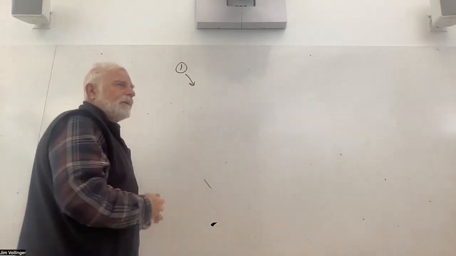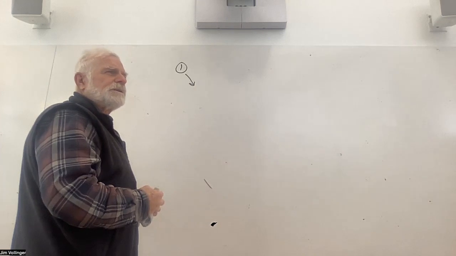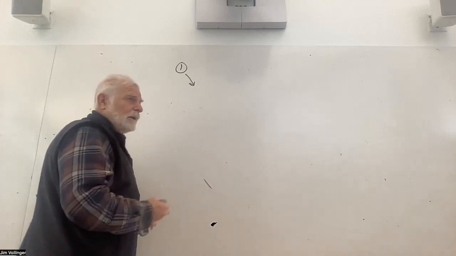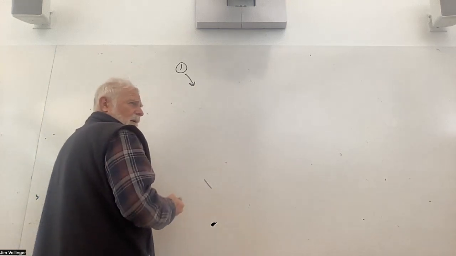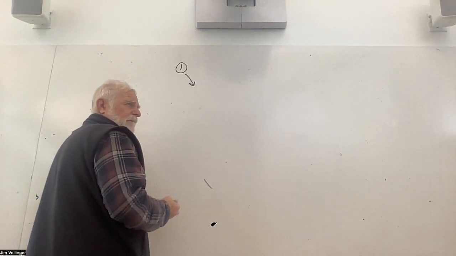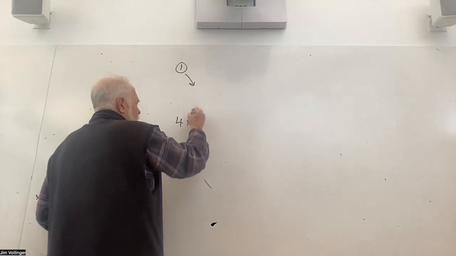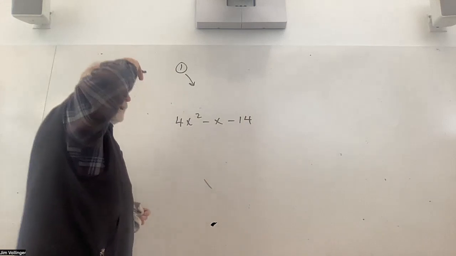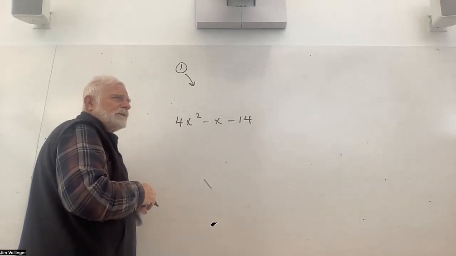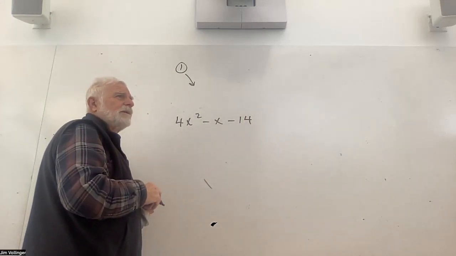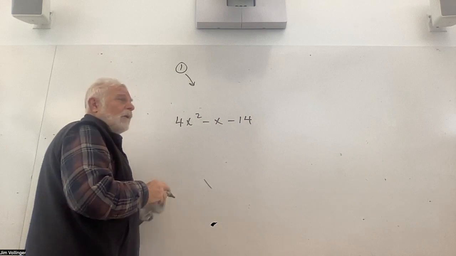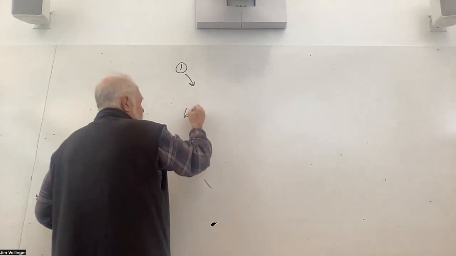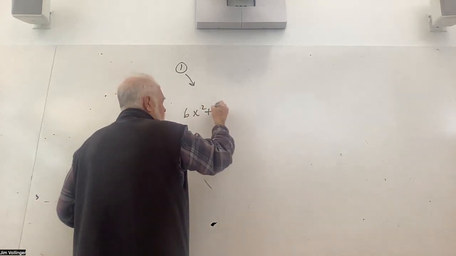You try it with the next problem, which is, I wrote something someplace, and I remember where. 4x squared minus x minus 14. Okay, I don't remember if I did that one. I think I did that one by the grouping process. So I'm still looking for the other one that I did over there. Oh, I see it. 6x squared plus 7x minus 5.